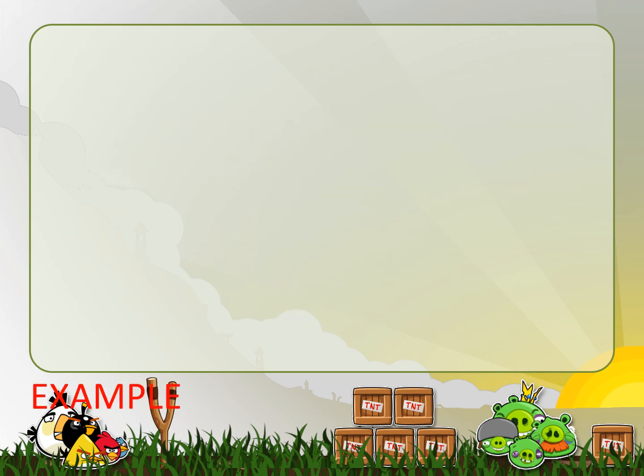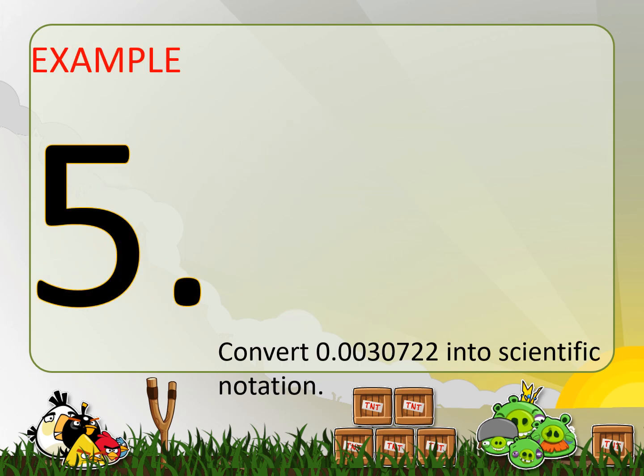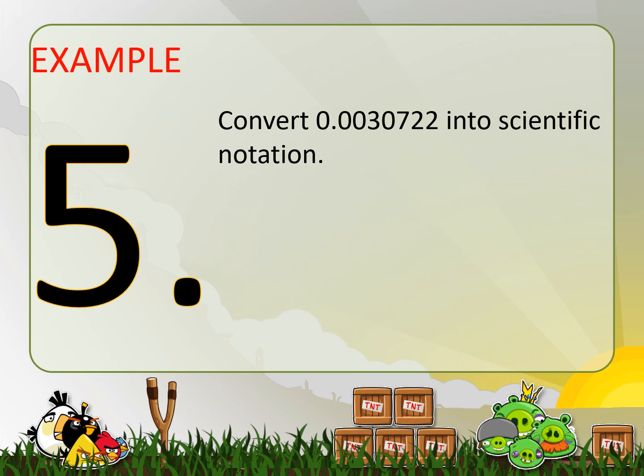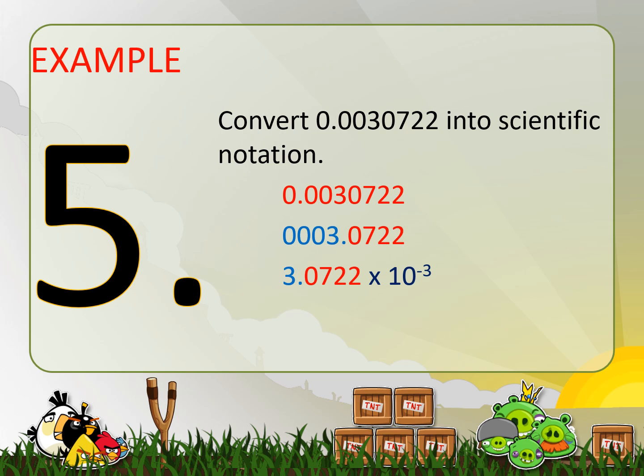Last but not the least, example number 5. Convert 0.0030722 into scientific notation. Position the decimal point to get a number between 1 to 9. Count the number of places the decimal point moves to get a number between 1 to 9. Write the number as a product between 1 and 9 to a power of 10 using the number of spaces the decimal point moves as your exponent. Lastly, get the two decimal places. Since the decimal point was moved to the right, the exponent is negative.